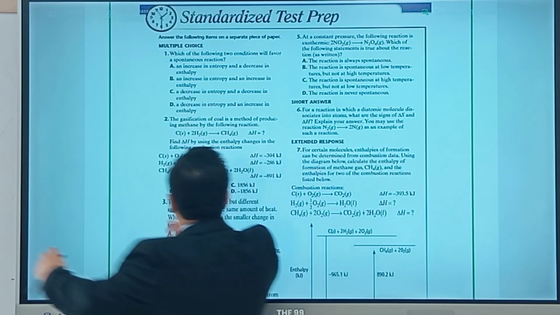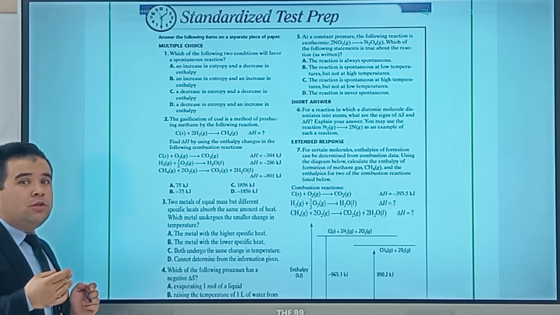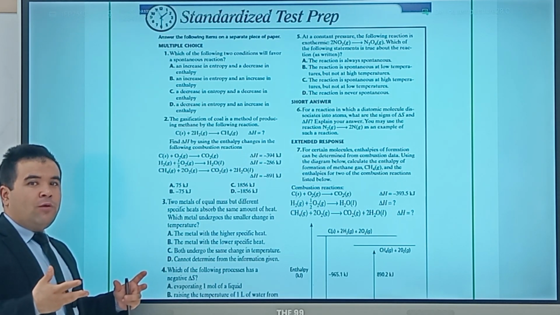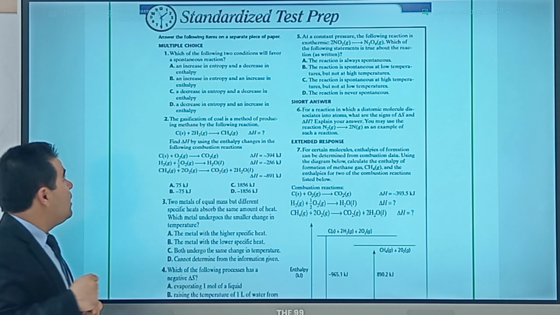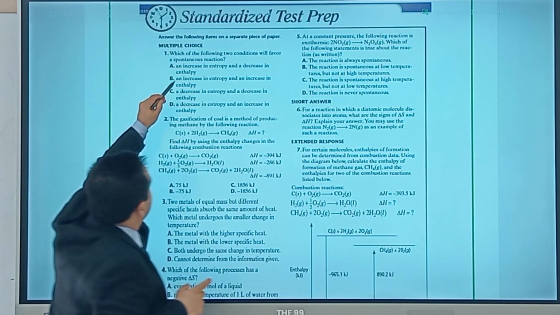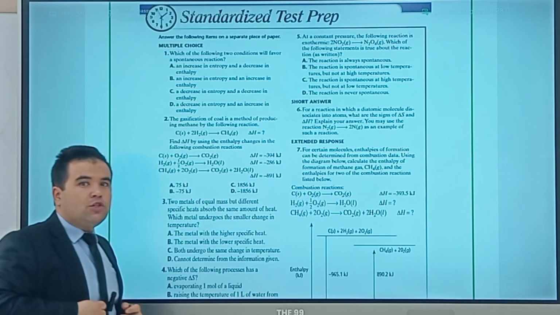Here we have got 5 questions. We'll be solving the 5 questions, and then later I'll be solving 50 questions on chapter 4 to revise both sections as quickly as possible. The first one: which of the following 2 conditions will favor a spontaneous reaction?